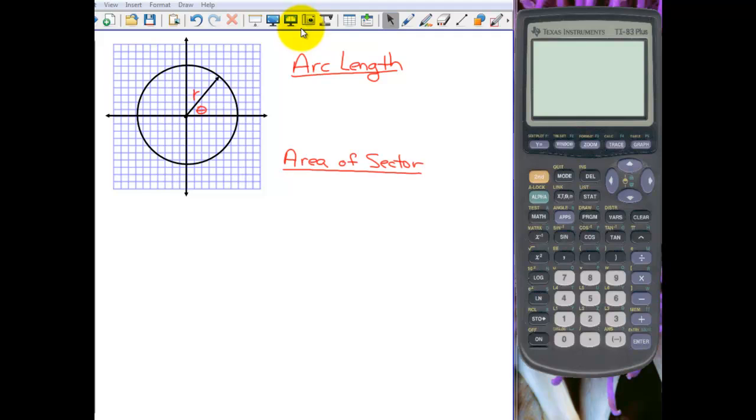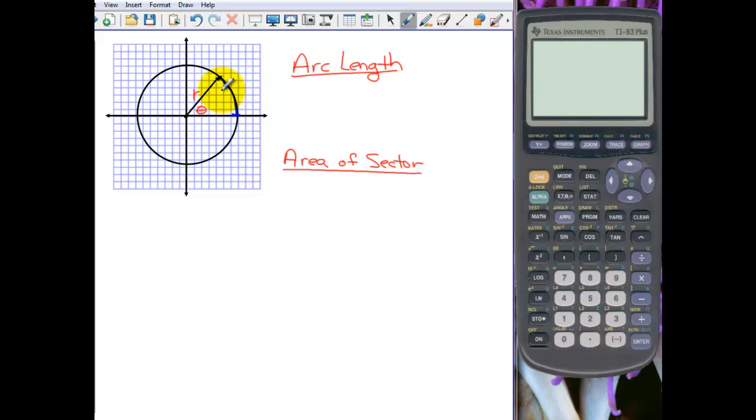We're going to talk about two applications on circles in general: arc length and area of a sector. Let's talk about arc length first. We want to calculate the length of this arc on the circle. If it's like a piece of string, we straighten it out and measure it. Let's think about how we might come up with a formula for that.